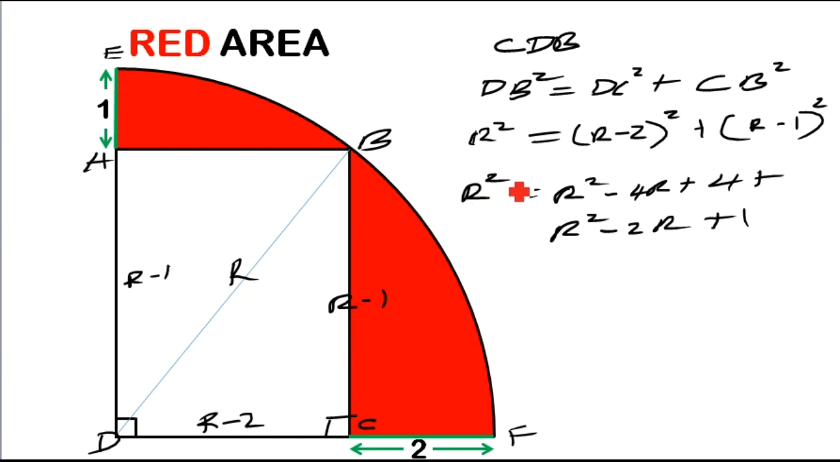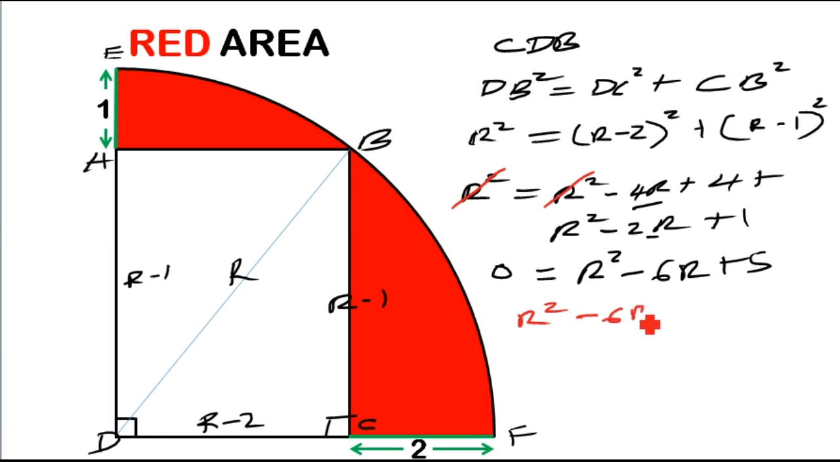Now, if you look here, this R squared on the left hand side of the equation will go with this R squared on the right hand side of the equation. So what do we remain with here? We remain with 0 equals R squared, then minus 4R and minus 2R is going to be minus 6R. Then plus 4 plus 1 is going to be plus 5. So that is a quadratic equation. We have the quadratic equation R squared minus 6R plus 5 equals 0.